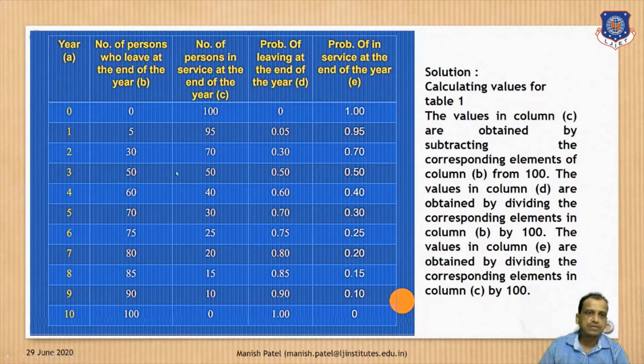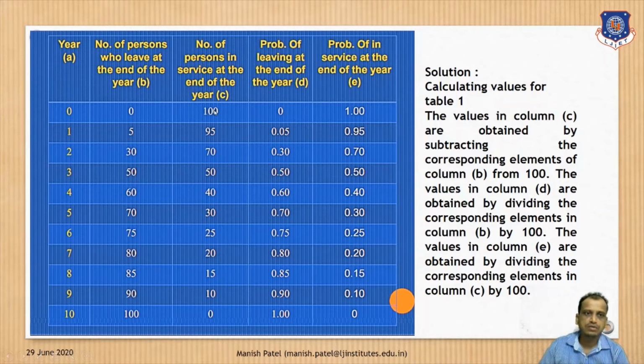Now how would you imagine, let's say at the starting of the year, how many people are in service? 100 here. This whole scenario is done assuming 100 people. Remember this thing, with 100 people. Why? Because it is given in percentage. So we'll start with the number of people at the starting being 100.